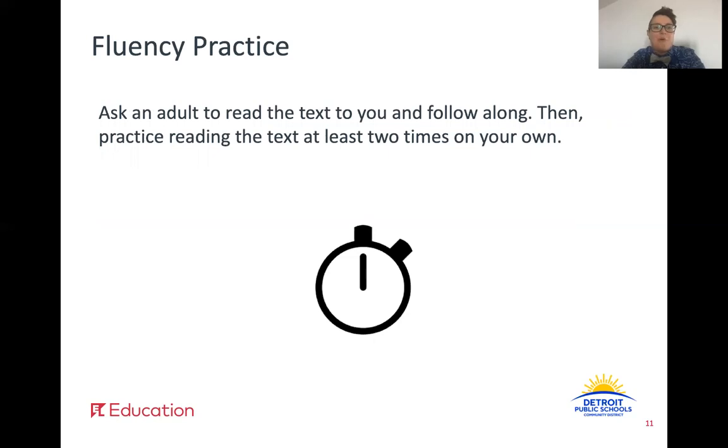Before we sign off, I want you to work on your fluency practice. Ask an adult to read the text to you and follow along. Then practice reading the text at least 2 times on your own. Try and notice how it's getting easier and quicker to read.